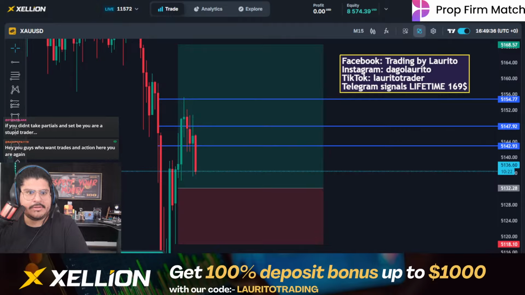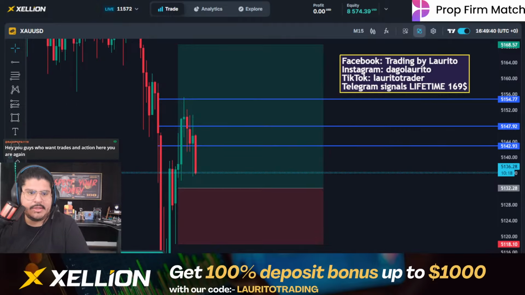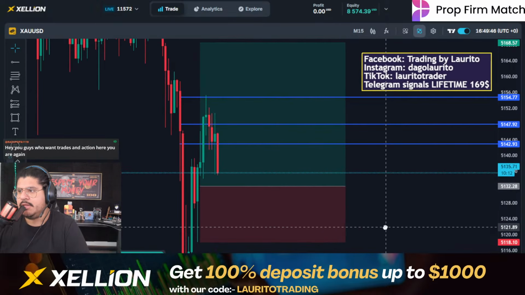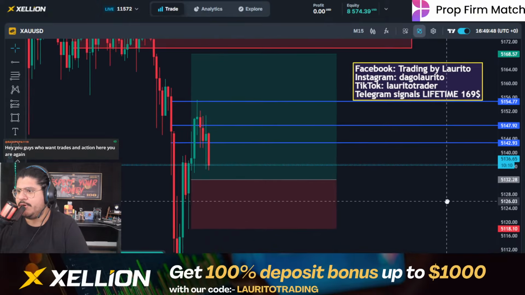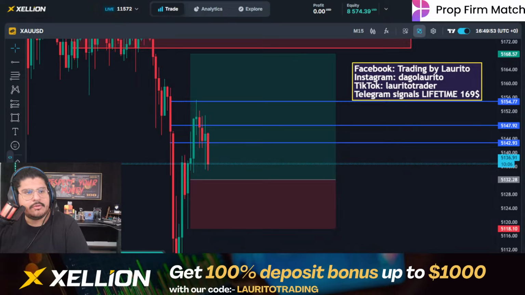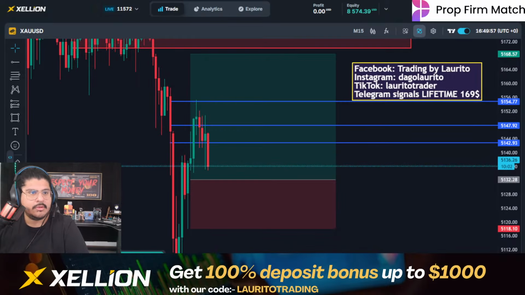If you didn't take partials and set the breakeven, by my strategy, I use the partials and the breakeven, guys. Some people I know don't like it. They like to go with the full margin and everything, but sometimes it's good, but probably you will lose more than the wins.